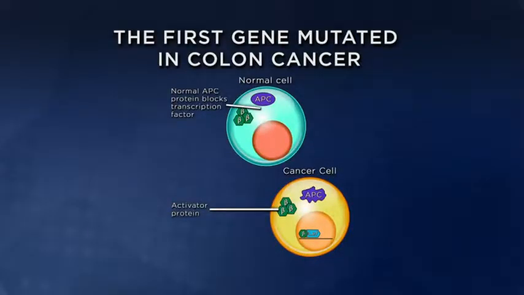So the first gene mutated is called APC. It's a tumor suppressor gene, not an oncogene. What does APC do?